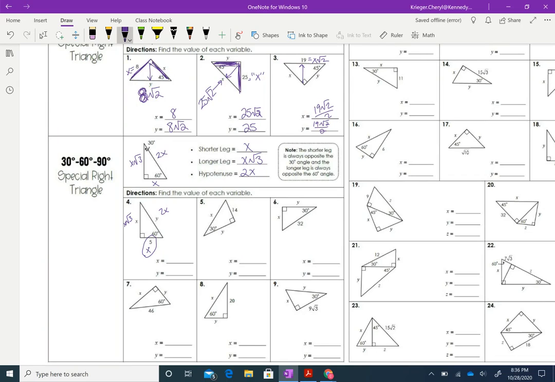So if we plug in for the longer leg, this would be 5 root 3. Okay, so x is 5 root 3. And y is 2x. So if our x, guys, is 5, then y would be 2 times 5, so y is 10.